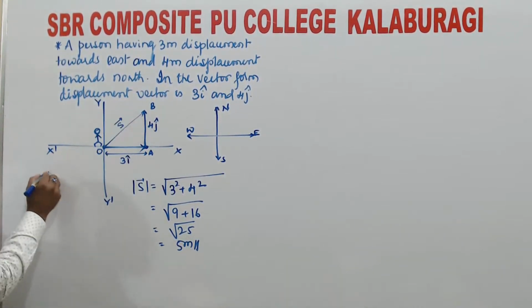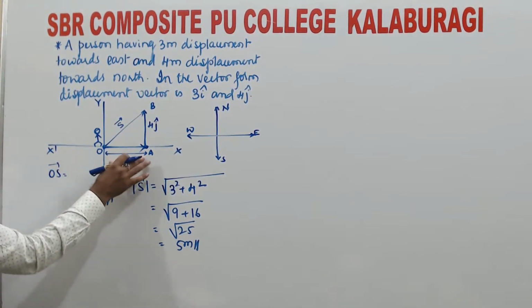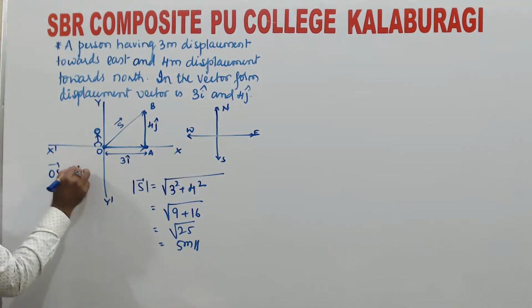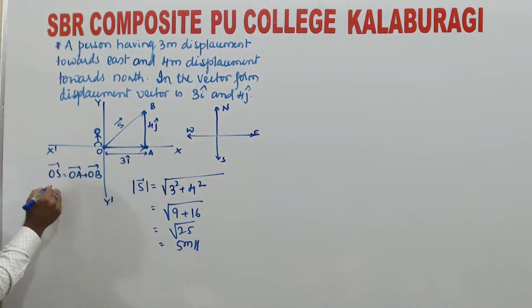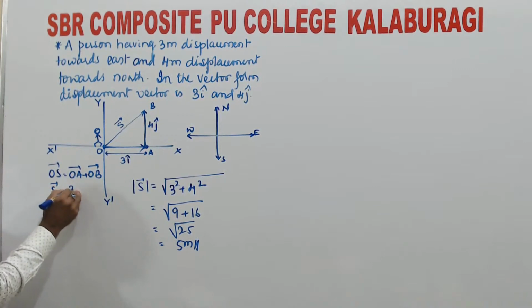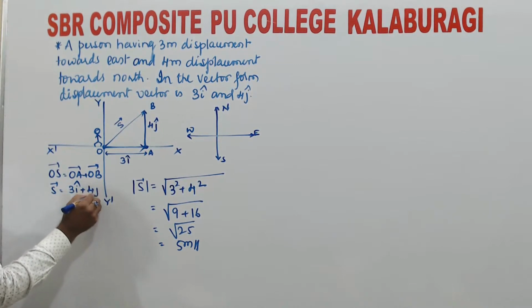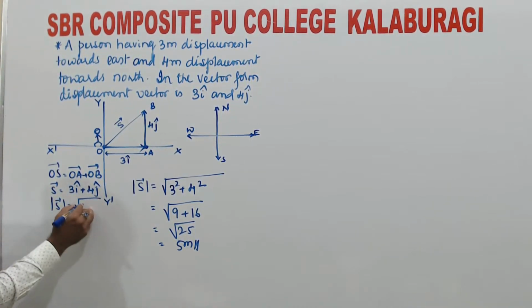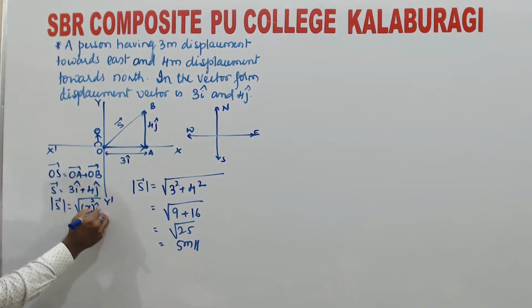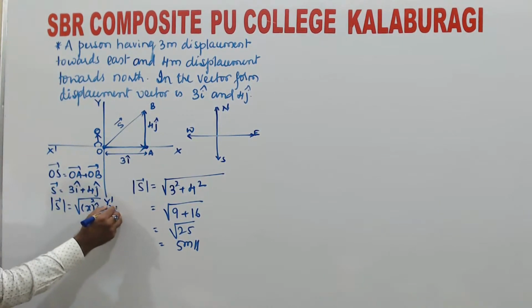So triangle of vector addition, that is vector OS is equals to vector OA plus vector OB we get there. Then magnitude of this, what you write, this is vector S is equals to 3i cap plus 4j cap. And then once you take this magnitude, you will get this answer. How is it seen? So this is modulus of S is equals to under root of x square plus y square.